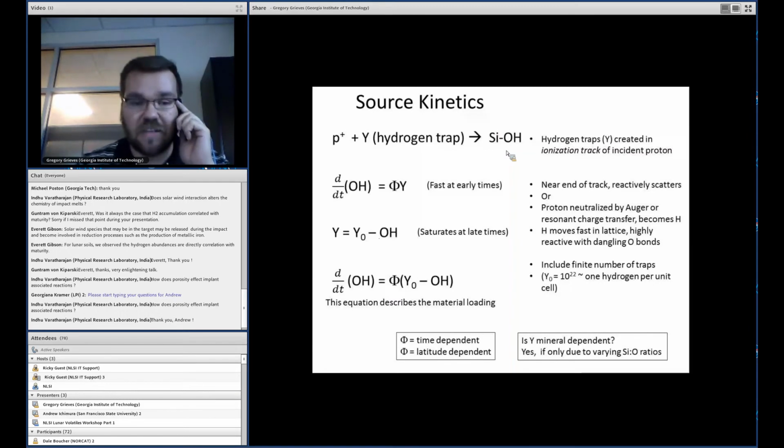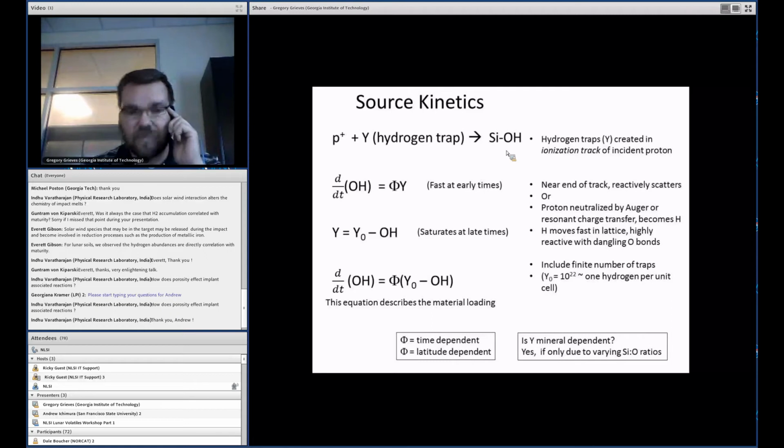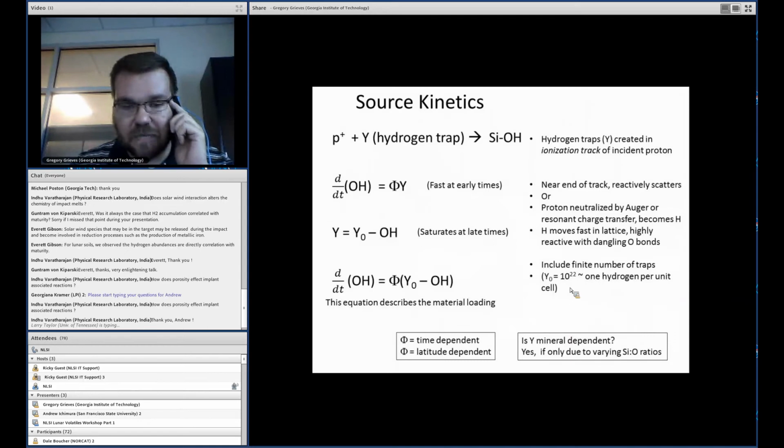So at early times, there are lots of traps available. So the implantation forming OH is very rapid at early times. But we know that there's a finite limit to how many traps can be formed. So to include the effect of saturation, I've used a limit for how many traps can be generated. And this comes from experimental data where protons were implanted up to the limit where they reach saturation, and the densities from infrared measurements were able to extract what this limit is. So this equation just describes the source, the material loading in this equation.